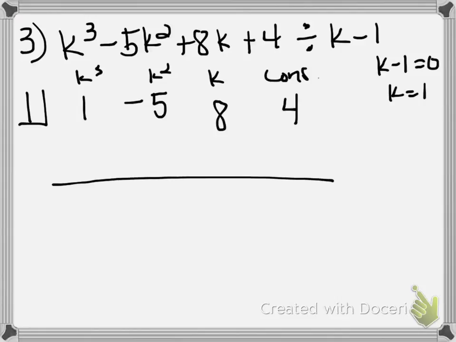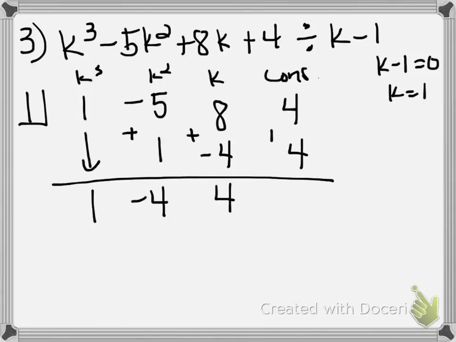So now I draw my line. Bring down the first term, which is 1. So 1 times 1 is 1. Negative 5 plus 1 is negative 4. 1 times negative 4 is negative 4. 8 plus negative 4 is 4. 1 times 4 is 4. And then 4 plus 4 is 8.